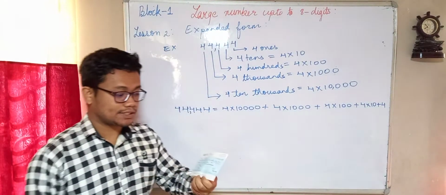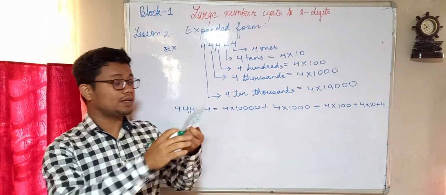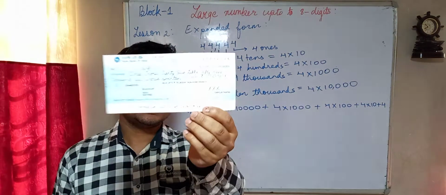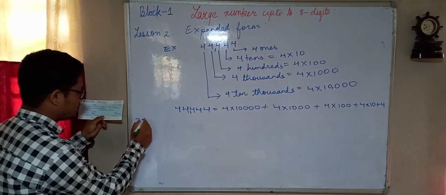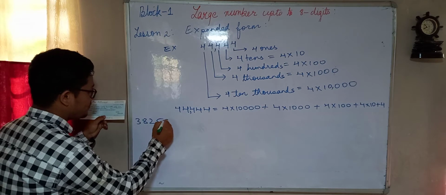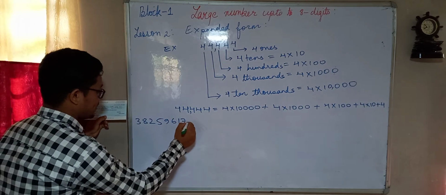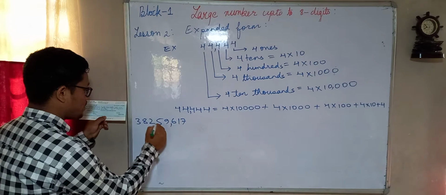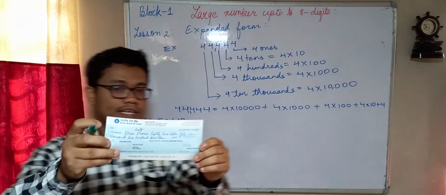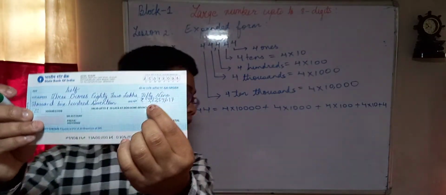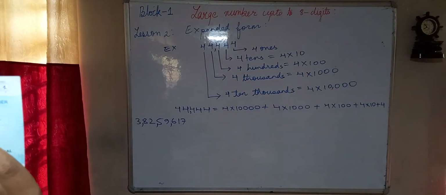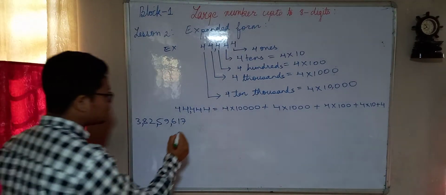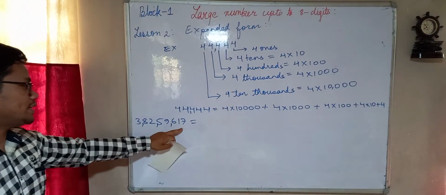Now let us discuss the number which I have given in the check. Let me write the number given in the check, which is 382,59617. I have put commas like this. If you want to check again, you can see the number is matching. Can you see, children? So now let us see how much this actually will be.